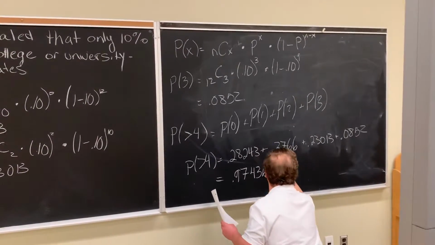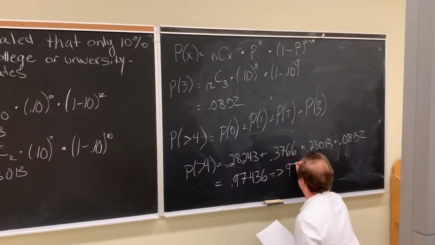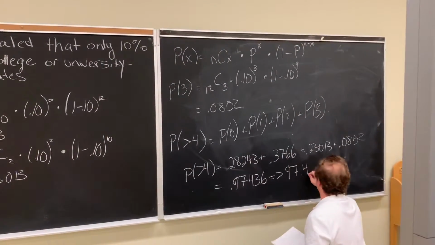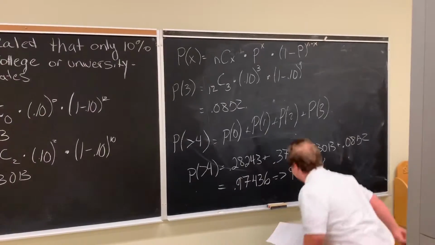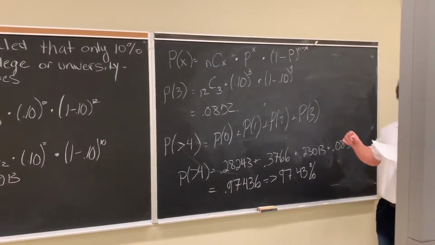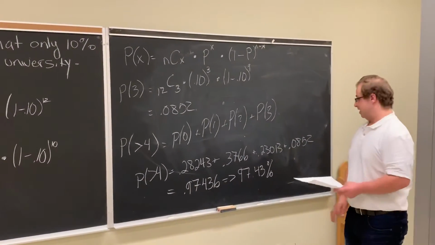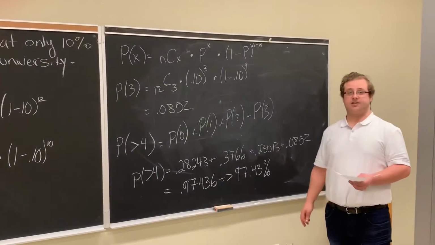So that equals 0.97436, or in other terms, 97.43%. So the probability of less than 4 students would be 97% chance.